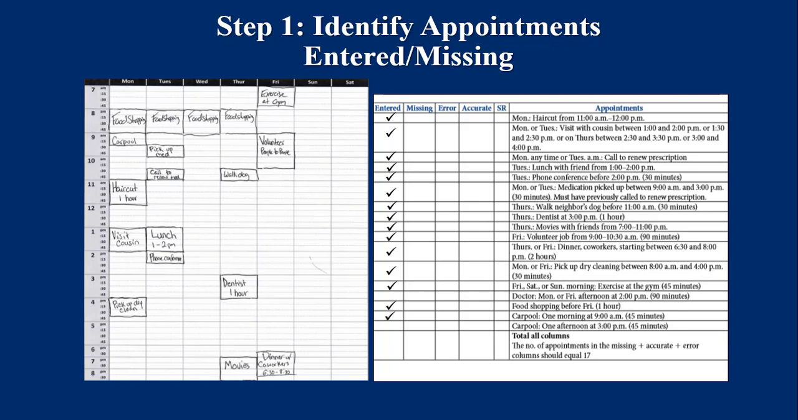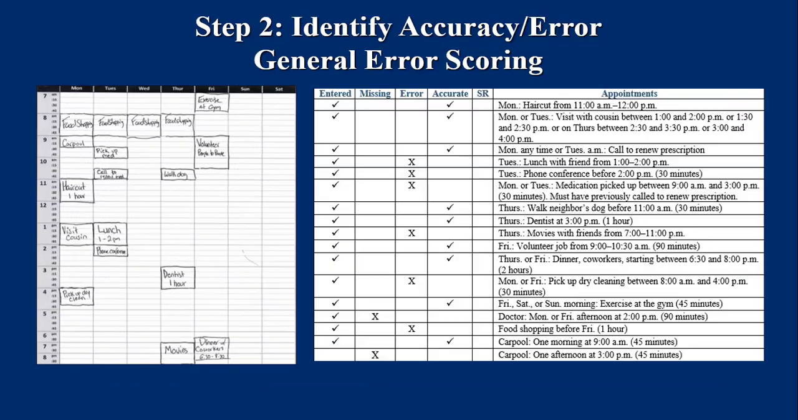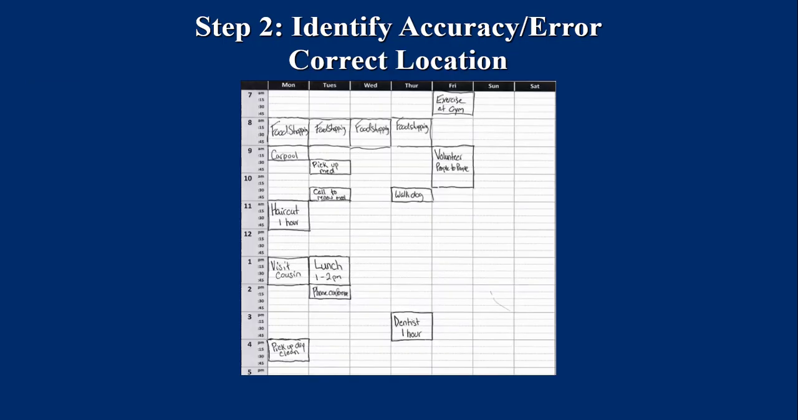For example, this person has 15 entered and 2 missing. Step 2 involves identifying accurate appointments and errors through the general error scoring method. General error scoring does not differentiate between error types. An optional detailed scoring method will be reviewed later in this module. To determine accuracy, first identify whether the appointment is placed in the correct location.